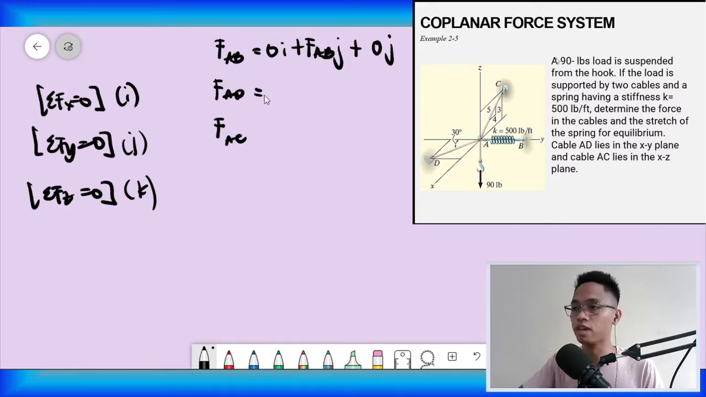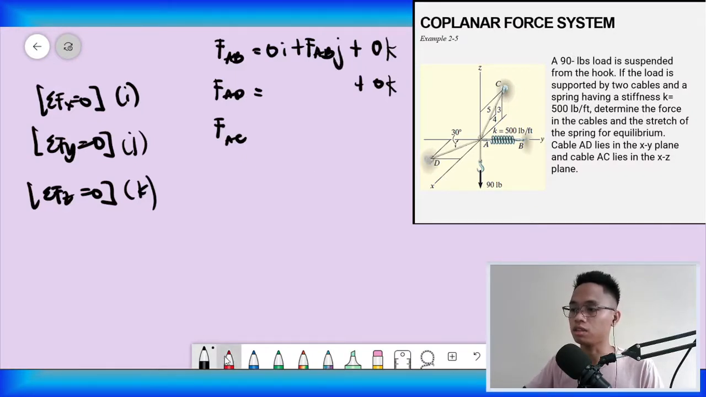Then how about your FAD? We have FAD lying along the XY plane. When we say XY plane, it has no z component. So 0 k. Sorry, this is not j, but this is k. 0 k, and this is also 0 k. So how can we determine your FAD here? Okay, so we have here your y.